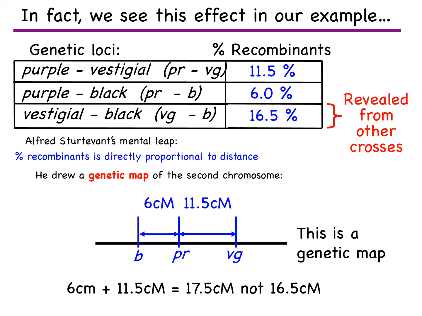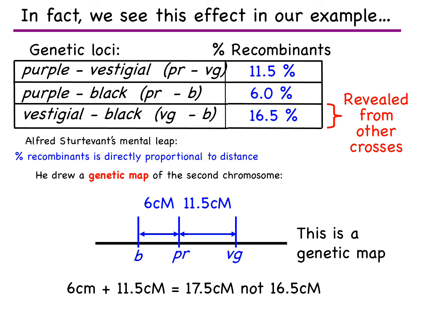Is it because there's some experimental error in our measurement of the actual recombination frequency? The answer is no. It's because when we measure the recombination frequency between black and vestigial, we simply miss some of the recombination events that take place. However, some of the events we miss between black and vestigial, we would pick up when we measure the recombination frequency between black and purple and between purple and vestigial.